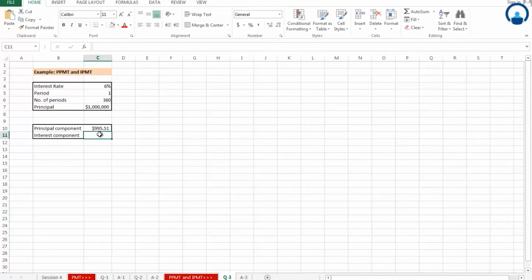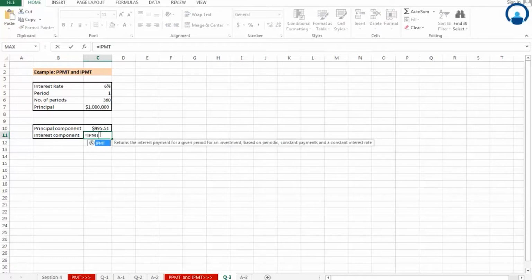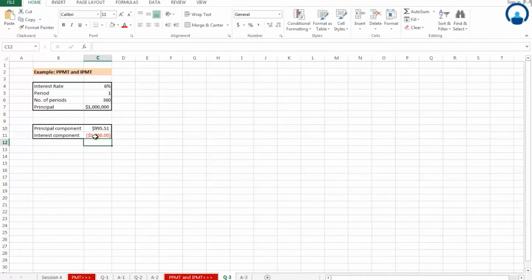Now let's find out the interest component. For this we are going to use the IPMT formula, so equal to IPMT. The notation says it returns the interest payment for a given period of an investment based on periodic constant payments at a constant interest rate. It's the same, so we'll quickly do this. The interest rate, we want the monthly, so we divide it by 12, comma period, comma NPER, comma PV. So this is the interest component.